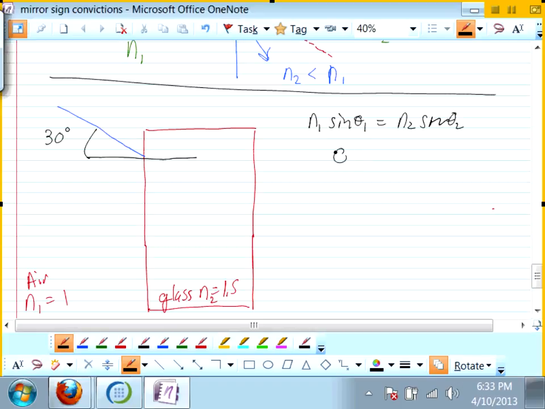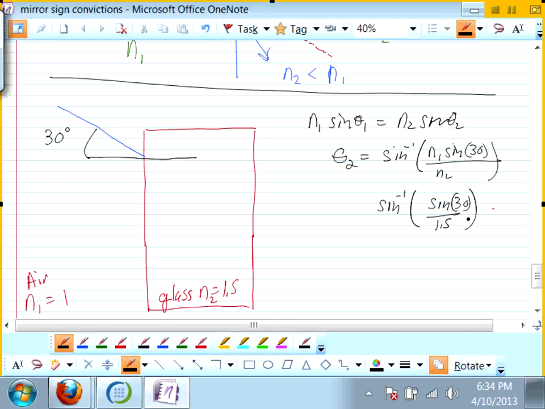Or you're using Snell's law. Theta 2 is equal to the sine inverse of n1 sine 30 degrees divided by n2. And we find out that it is 19.47 degrees. Is that what you got? How do you draw that?